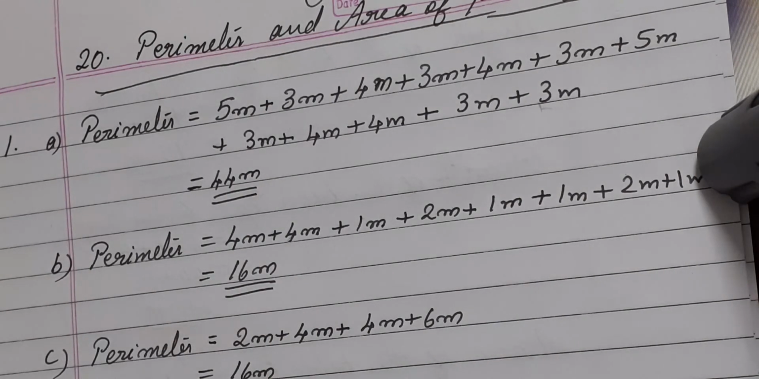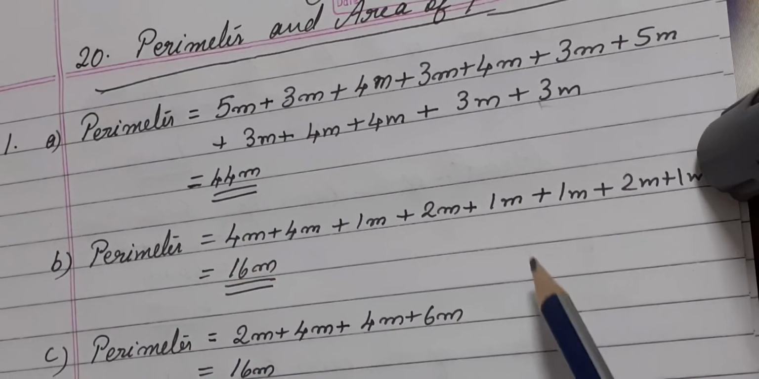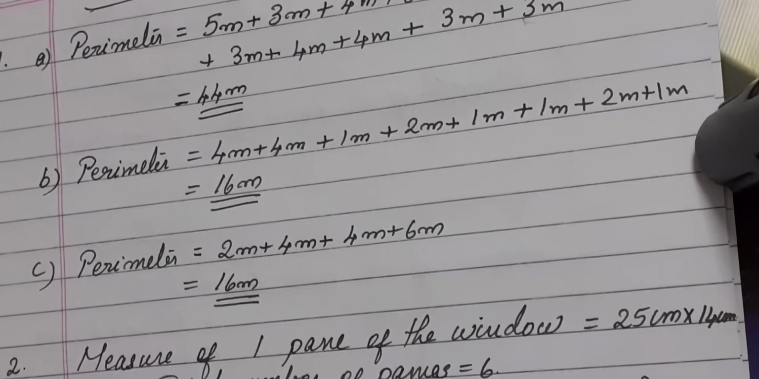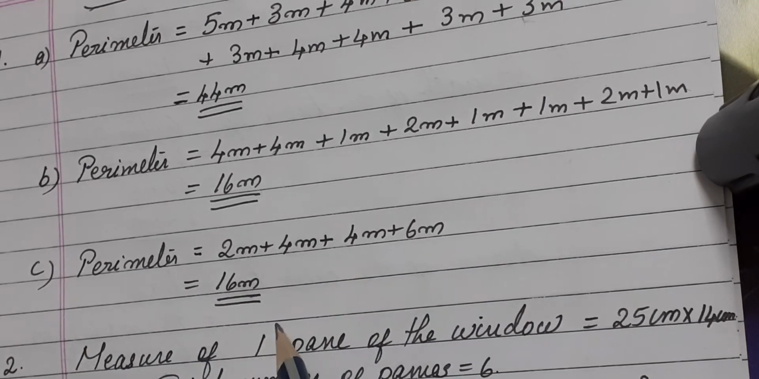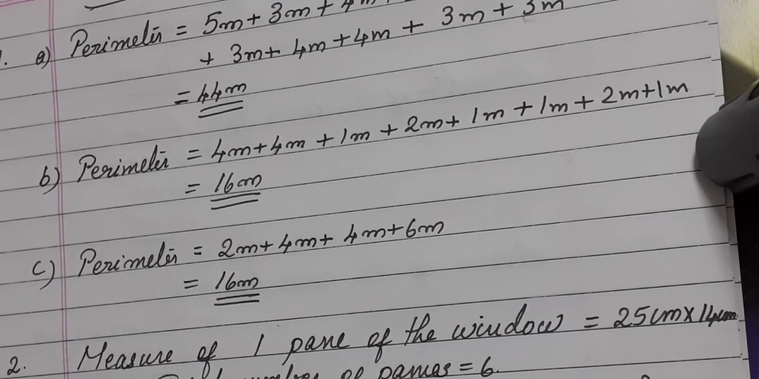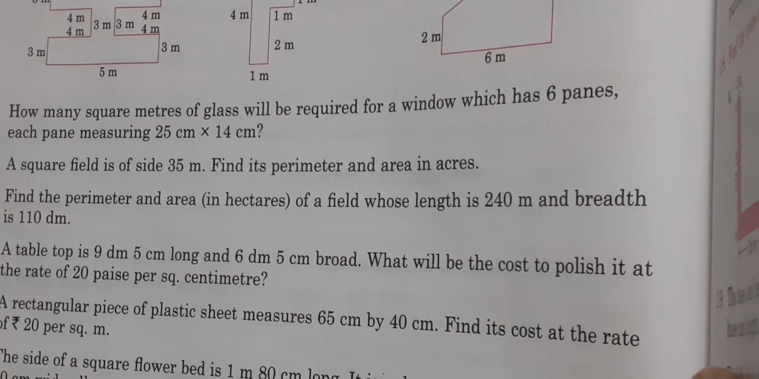Second question also you have to do like that itself. Add all the sides, you will get the perimeter as 16 meter. Third question from the first set, add all the sides, you will get 16 meter as the perimeter. Now we will move to the second question from the exercise. All of you read the question.